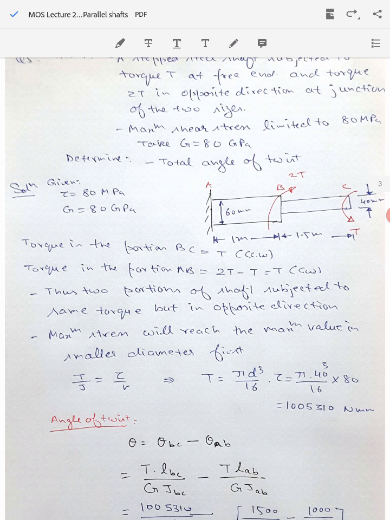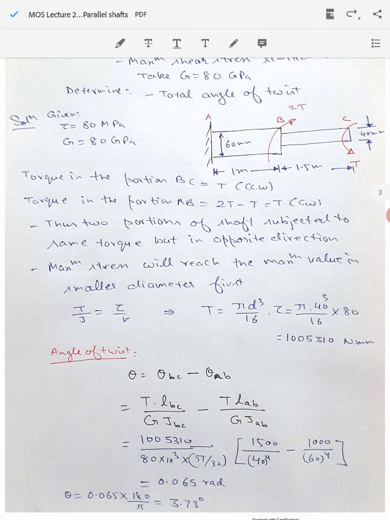Now the angle of twist of the composite shaft will be equal to, because T is being applied in counterclockwise fashion, 2T is applied in clockwise fashion. So therefore the angular deformations for both of these are different, because in the section BC we have a torque T applied in the counterclockwise fashion. In the section AB we have just said that there is a torque of T in the clockwise fashion. So the net angular deformation theta of the composite shaft will be the difference of the deformation in the section BC minus the angular deformation of the section AB.